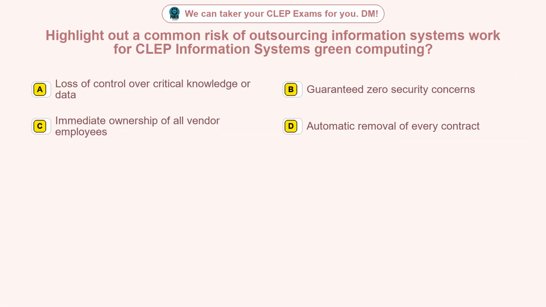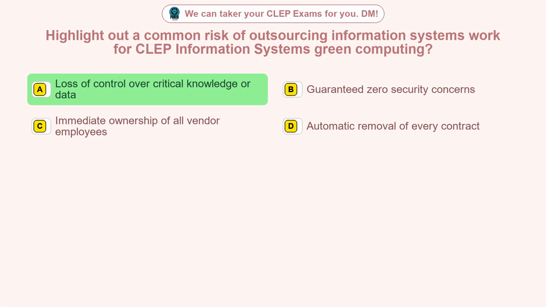Question 96. Highlight a common risk of outsourcing information systems work for CLEP Information Systems green computing. Option A. Loss of control over critical knowledge or data. Option B. Guaranteed zero security concerns. Option C. Immediate ownership of all vendor employees. Option D. Automatic removal of every contract.